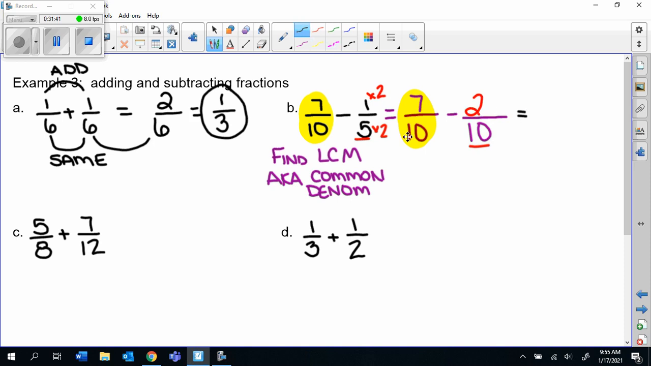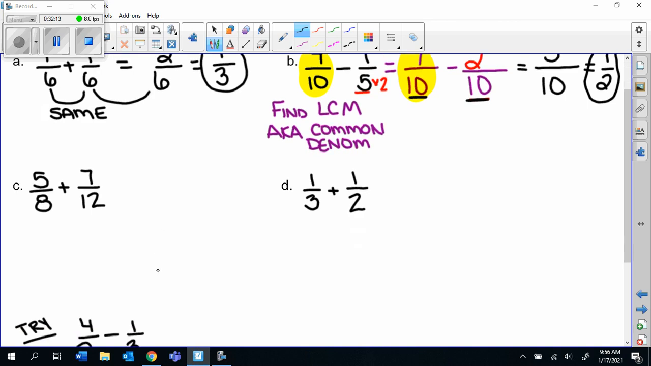And now that my denominators are the same number, I can perform the operation on the top of the fraction. 7 take away 2 is 5. And if I need to, I can reduce. Reducing to 1/2, most of us are pretty familiar with things that reduce down to 1/2. So I can take a 5 out of both the numerator and the denominator, and that reduces.